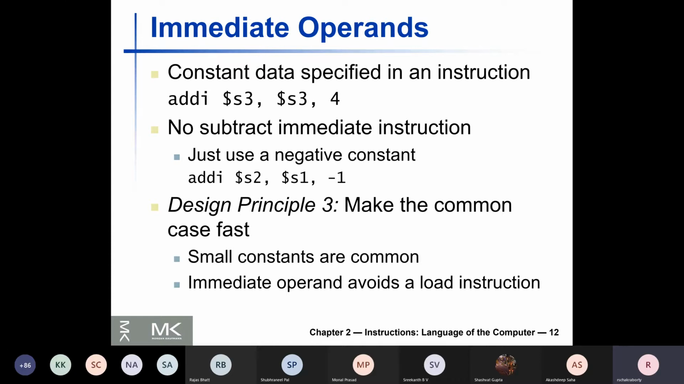Now, note that there is no subi type of instruction. Subtract immediate instruction is not present. However, that's not a problem because you can always use the constant to be negative. So if you want to perform S3 equal to S3 minus 4, you can just write addi $s3, $s3, minus 4, or here in this case they have decremented the content of register S2 by 1. How do you decrement it? You add minus 1 with the content. Very simple.